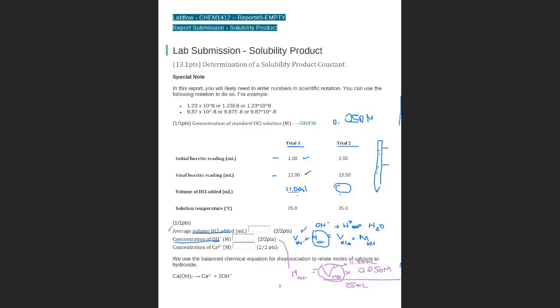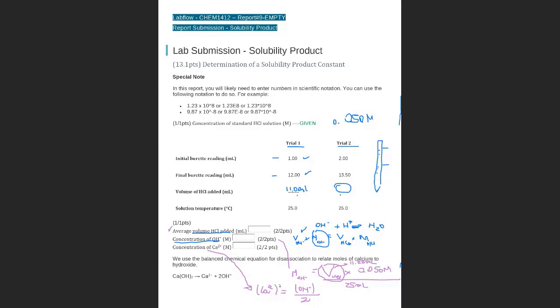And then the concentration of calcium, that is easy peasy. The concentration of calcium is going to be the concentration of hydroxide divided by 2. This way we have to multiply. So the volume we use is the average volume. Yes, exactly, is the average volume.